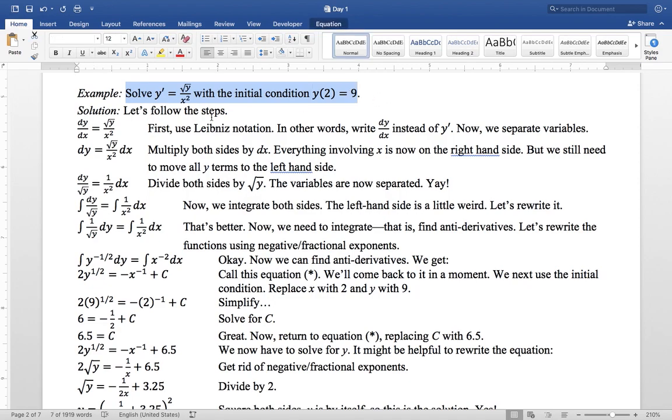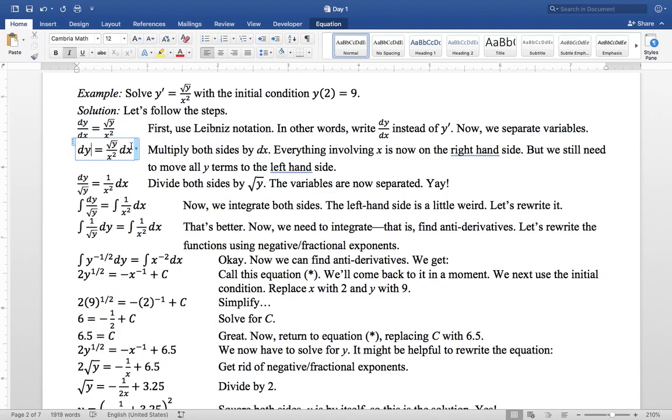So let's follow the steps. First of all, we should replace y prime with dy dx, right? We should use Leibniz notation. The next step is to separate variables. That means we're going to get all the stuff involving y on one side, all the stuff involving x on the other. You can think of this in a few different ways. I guess you could think of it as cross multiplication or something. From this line to this line, what I'm doing is I'm multiplying both sides by dx, again pretending that the left-hand side is literally a fraction. So I multiply both sides by dx and I obtain this line here.